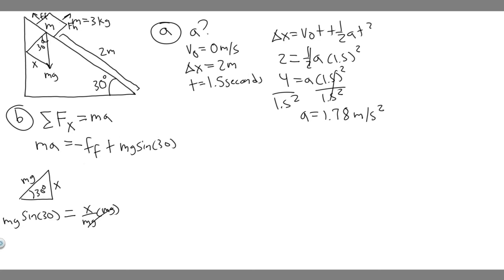So if we want to get it in terms of f sub f, I can add it to the other side and then minus, so the force of friction is equal to mg times the sine of 30, and then minus ma. All I did was add it and then minus ma.